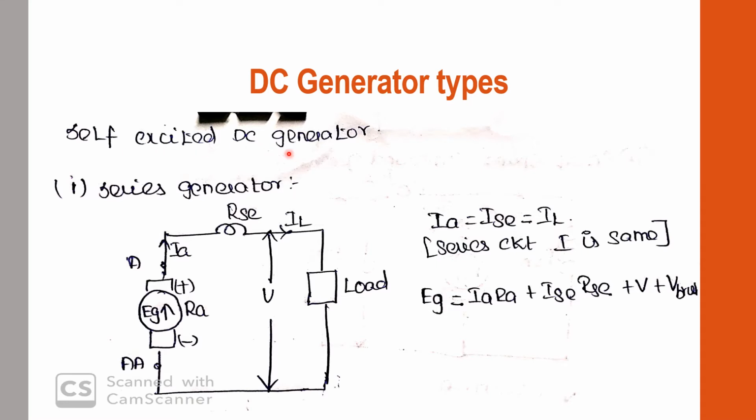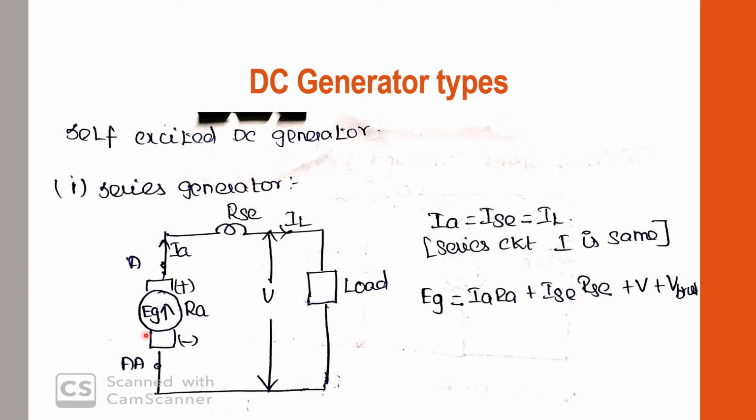Now the self-excited DC generator. Under self-excited DC generator, we have the series generator. The first type is series generator. How is the winding self-excited? There is a minimum amount of residual flux across your armature. That flux will excite your field winding. So that is a self-excited DC generator. The first type of self-excited DC generator is the series generator. Series in the sense we connect our field winding in series with the armature.